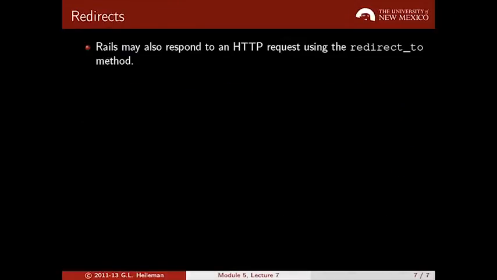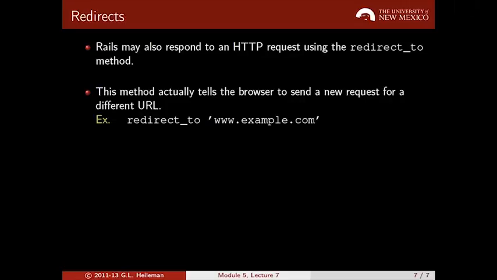Rails can also redirect a request. What is happening here is Rails is telling the browser to do a new request to a different URL. And here's the syntax for doing that in Rails. You just say redirect_to, that's the method that Rails has for doing this, and then you provide the URL.